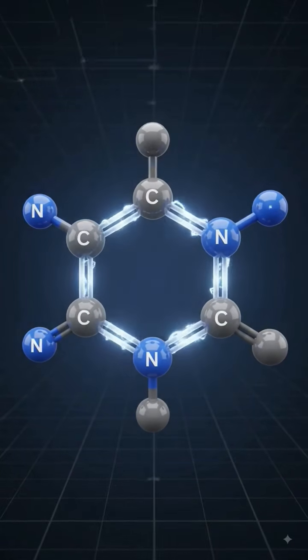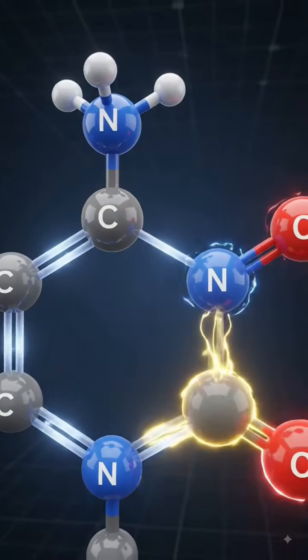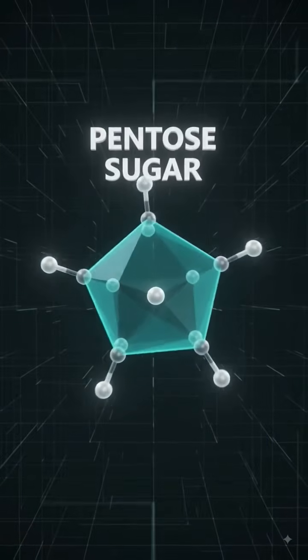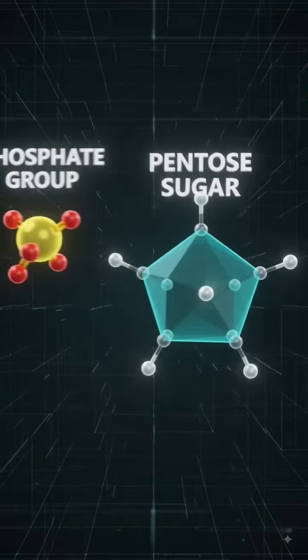Cytosine is a pyrimidine base. It features a single 6-membered ring structure, with an amine group at position 4 and a ketone group at position 2.